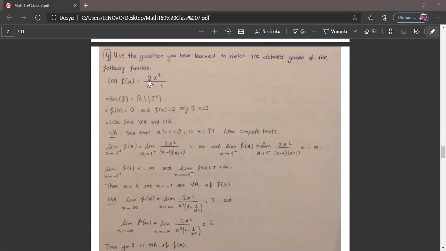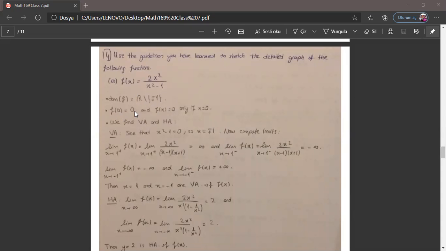Now we will compute the same things, but we will also find the vertical and horizontal asymptotes. Here we have this rational function 2x² over x² minus 1. We first note its domain: x² minus 1 is equal to 0 when x equals plus or minus 1. We don't take them as the domain of the function, so we subtract them from the domain. So here we have R set minus plus minus 1 as the domain of the given function.